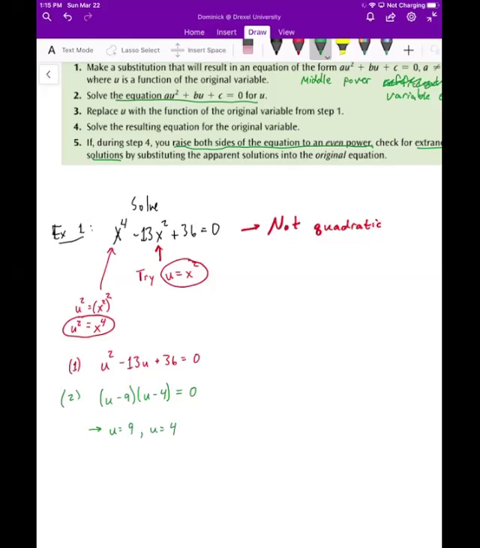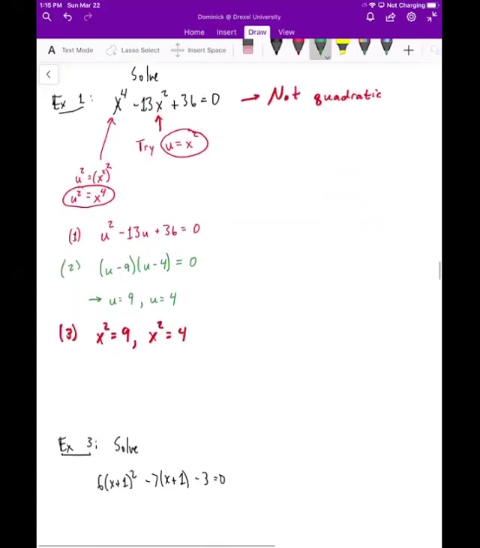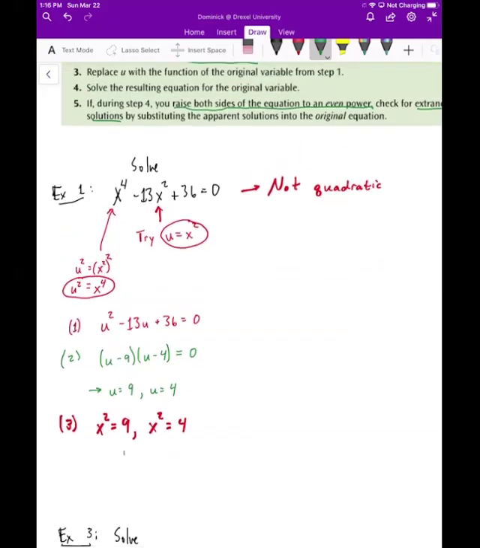So now, sort of step 3 is to now put this back. Well, what was u originally? We said that u was x squared. So we have x squared is equal to 9 and x squared is equal to 4. So now step 4, let me come up here so I don't run into the next example. Step 4 is to solve each of these.